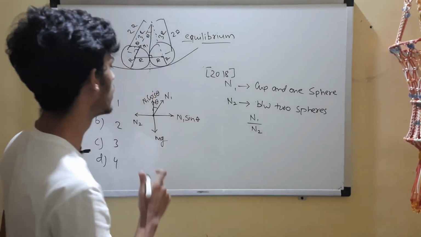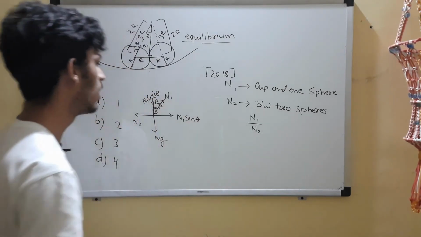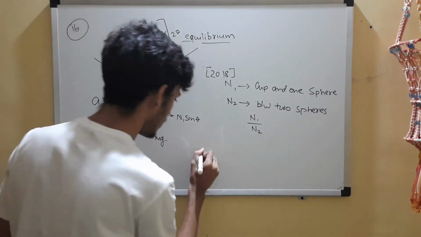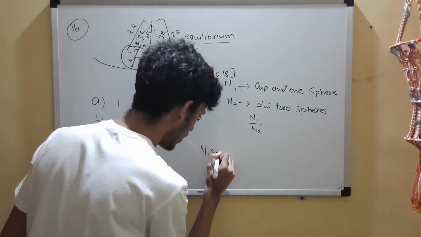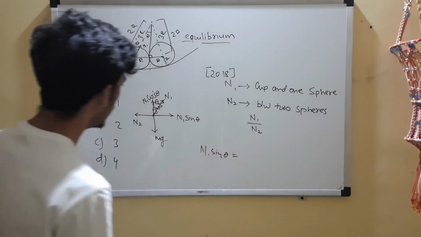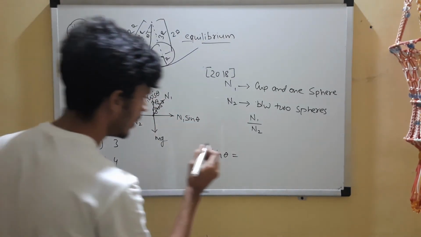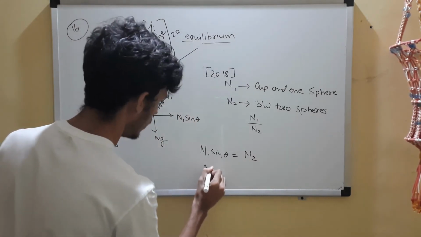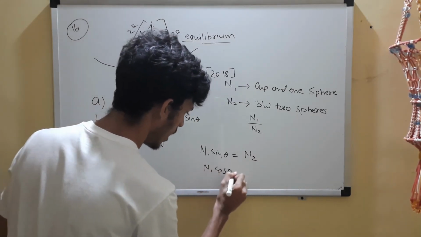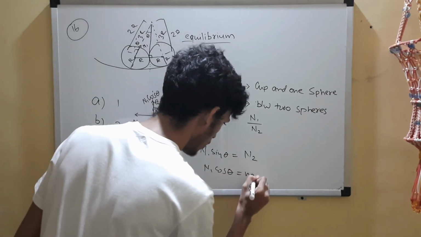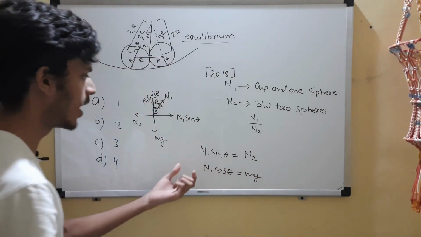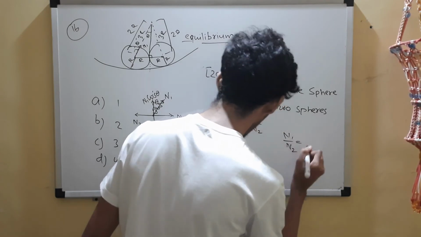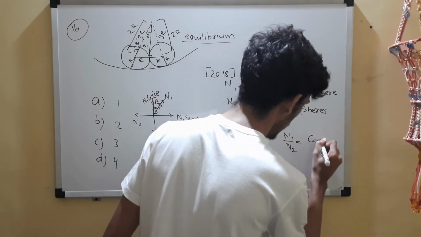Now this is resolved, and since the system is in equilibrium, just equate them, right? Just balance the forces. So n1 sin theta will be equal to n2, and the second thing will be n1 cos theta will be equal to mg. So you have to find n1 by n2, which is nothing but 1 upon sin theta or cosec theta.